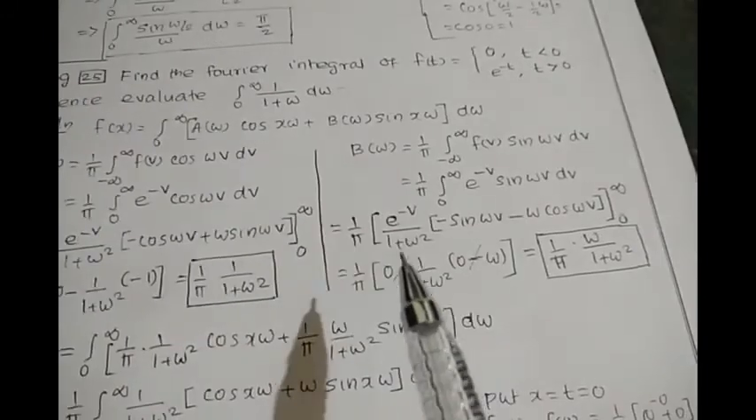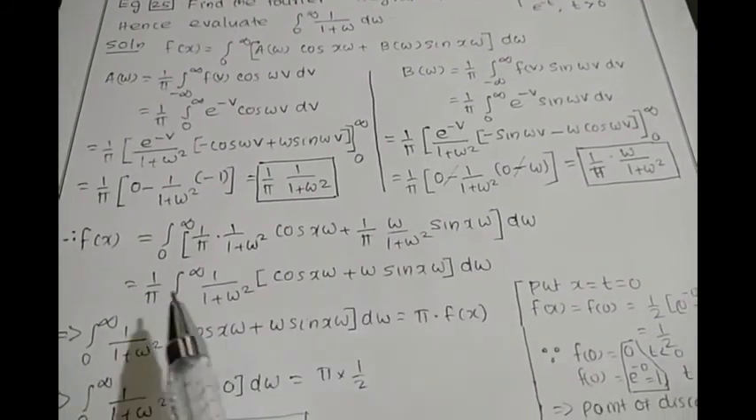Similarly, here also, if we apply the upper limit infinity, e raised to minus infinity is 0, and substituting 0 this much will come. So upper limit minus means 0 minus. Then the lower limit is 0, so e raised to 0 is 1, 1 by 1 plus omega square into, this term is 0 here, so 0 minus, because sin 0 is 0, minus omega into cos 0. Cos 0 is 1, so omega will come. Minus of minus is positive, so the term will be 1 by pi, omega by 1 plus omega square.